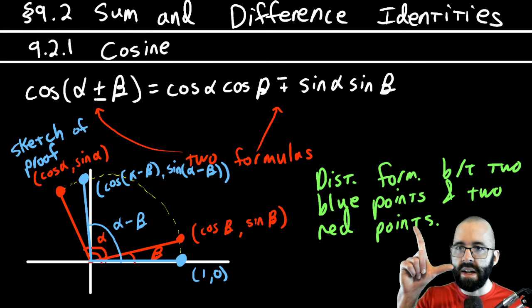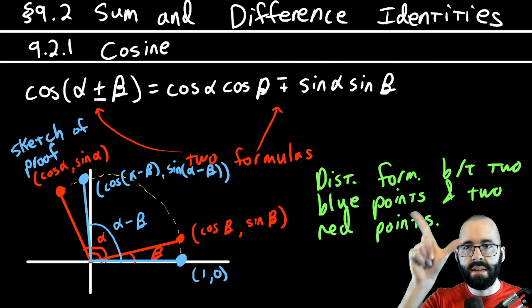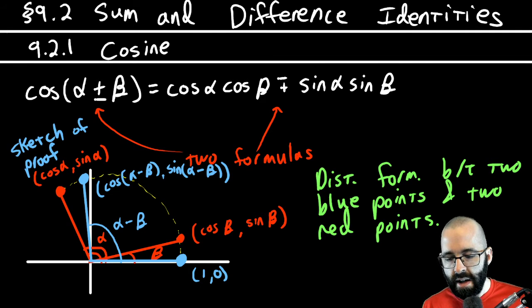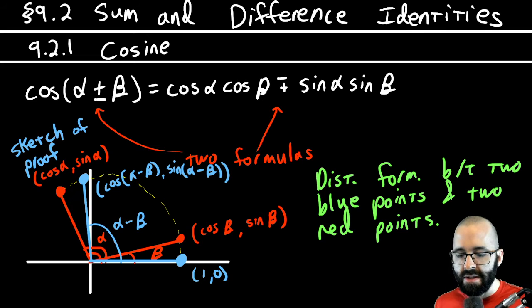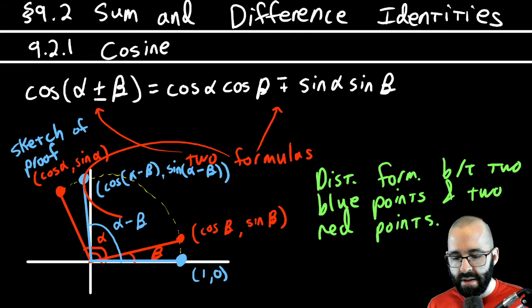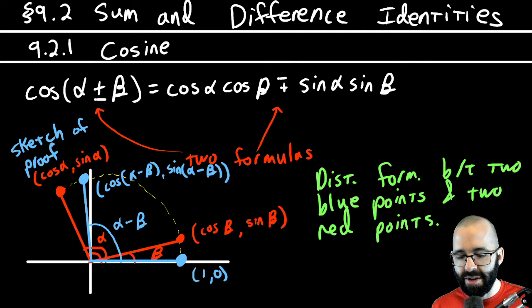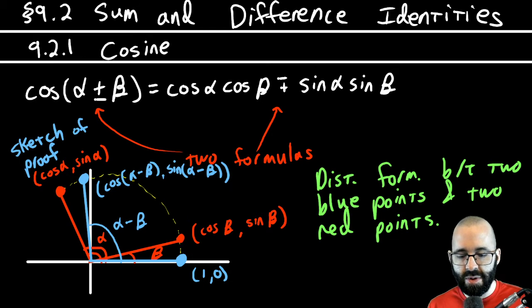Well, notice that the blue lines are just the red lines rotated. They're the same shapes, just moved around a little bit. So if we use the distance formula, the distance between blue and blue should be the same as the distance between red and red. Notice that the distance formula for the blue stuff is going to have cosine of alpha minus beta in it. And similarly, it's going to translate into the distance formula with the red points, which are going to have these ones.